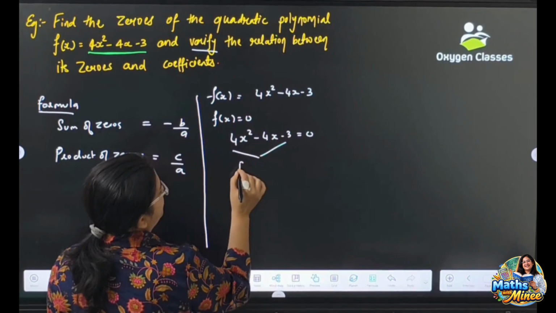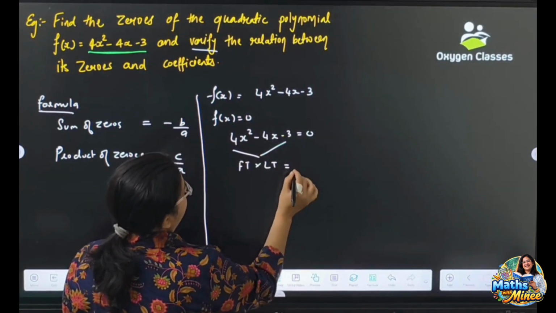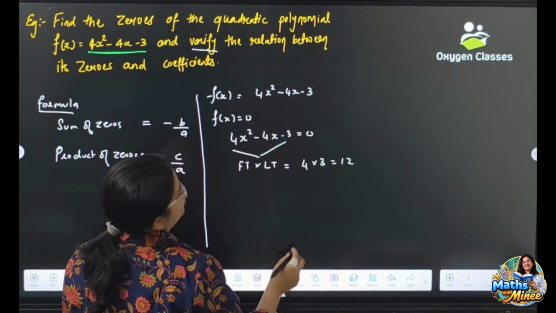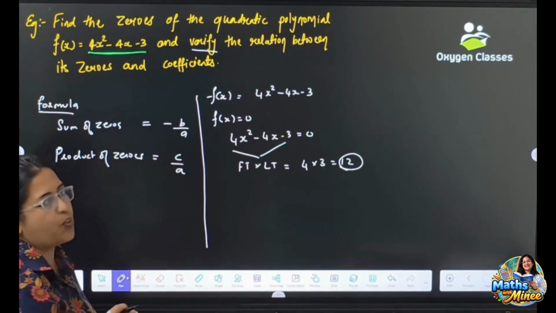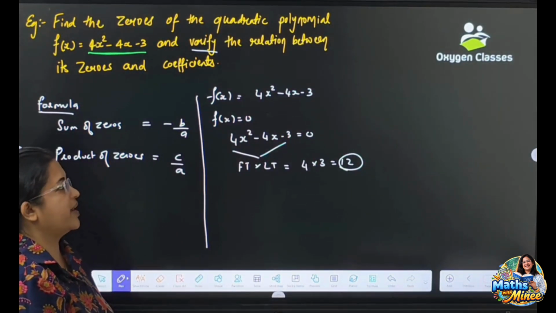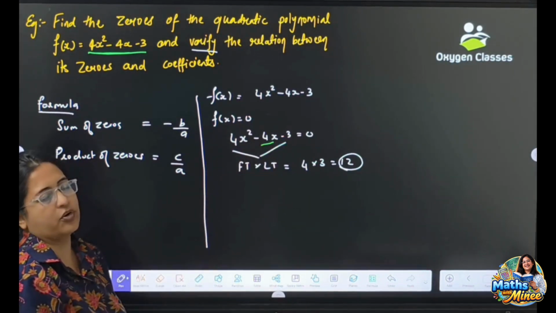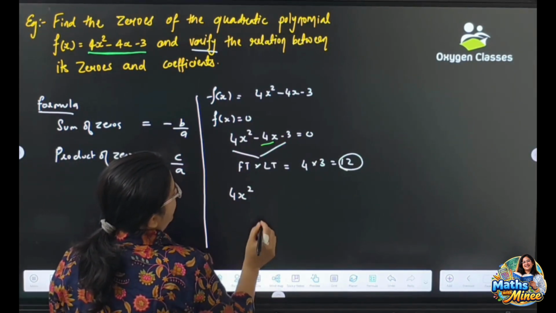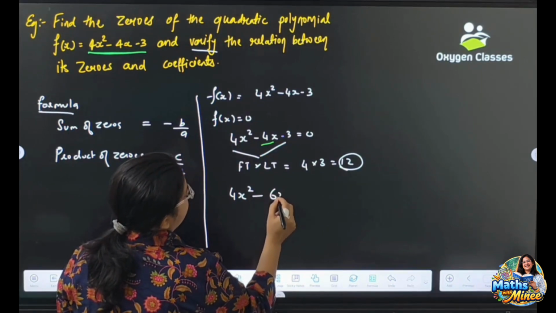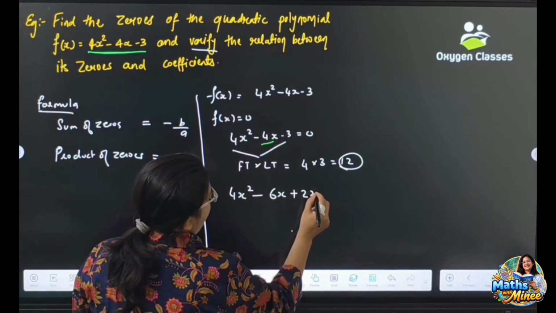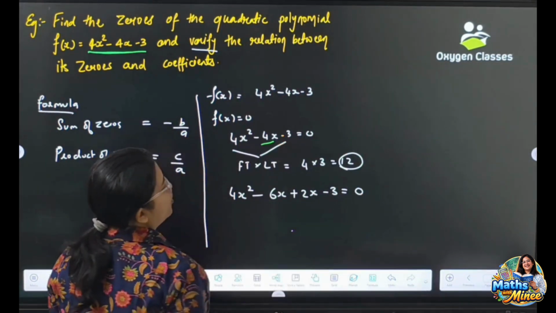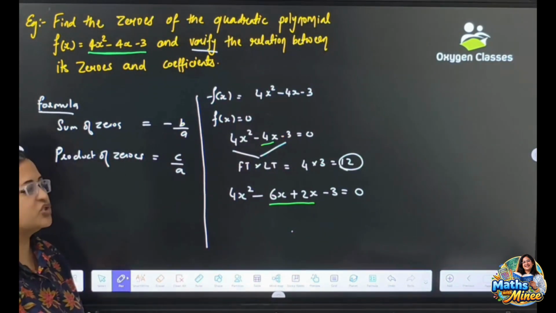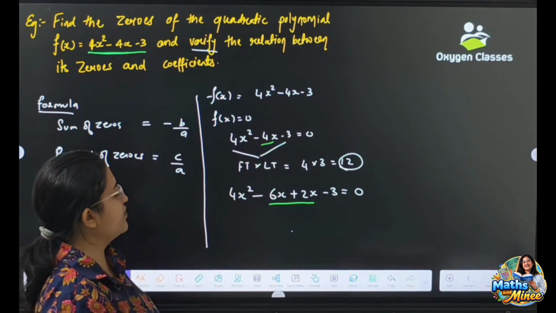For splitting the middle term, we multiply the first term and the last term. So we get 4 times 3, which is equal to 12. We have to split the 12 in such a way that after addition or subtraction, we get the answer 4. So we can write 4x² - 6x + 2x - 3 = 0. If you multiply 6 and 2, that will be 12. If you add and subtract, the answer will be negative 4.